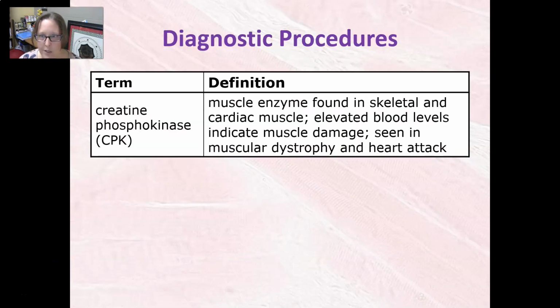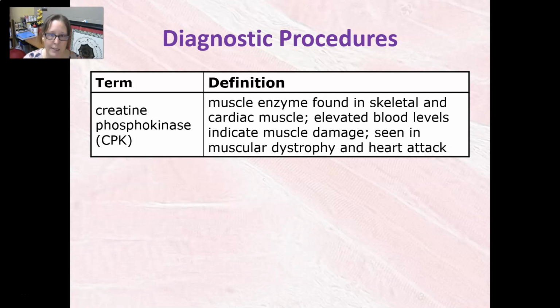All right, for diagnostic procedures, we have a clinical lab test. It is called a creatine phosphokinase or creatine kinase, often referred to as CK, total CK, or CPK. It is a muscle enzyme that's found in the skeletal and cardiac muscle. And elevated blood levels will indicate muscle damage. It is seen in muscular dystrophy and heart attacks.